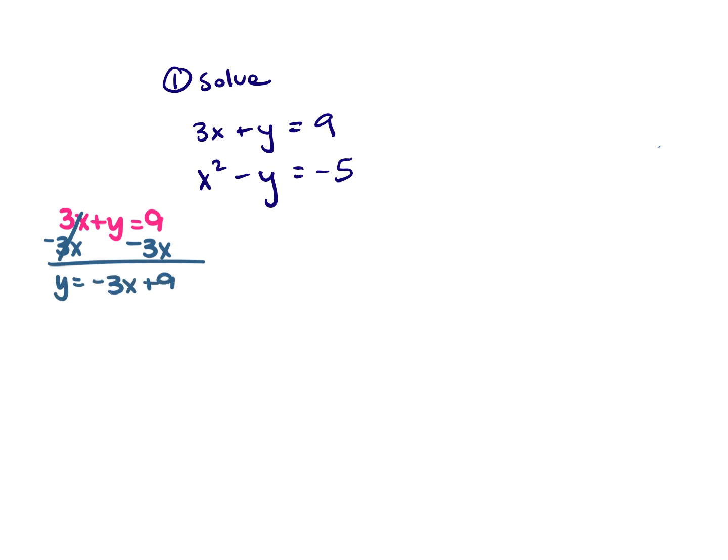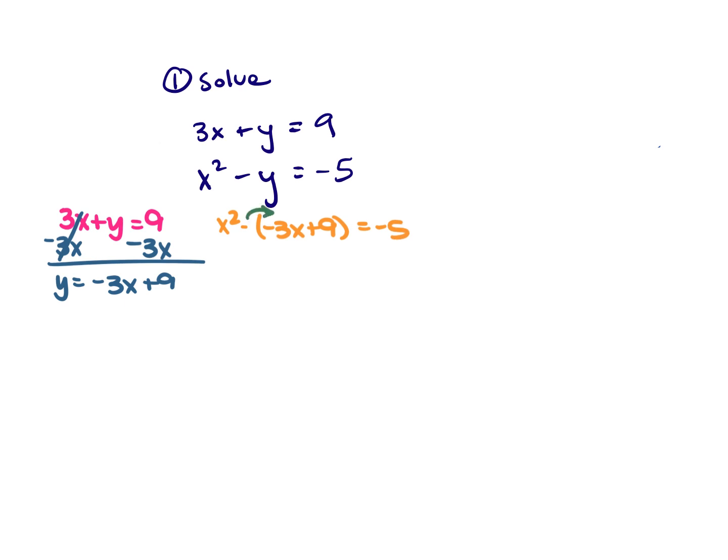From there, you're going to take that -3x plus 9 and plug it in for y in that bottom equation. Now, the thing that a lot of people did on your quiz is you forgot to use the negative that's in front of that y. So you just plugged it in and didn't distribute. You have to distribute that negative into that -3x plus 9. So you're going to have x squared minus parentheses -3x plus 9, close parentheses, is equal to -5.